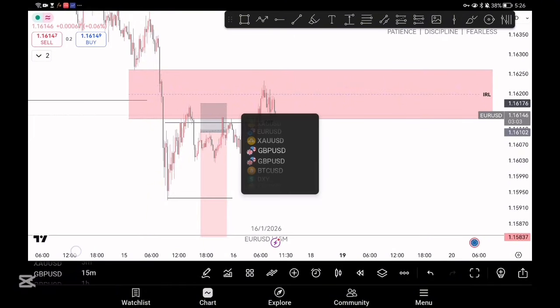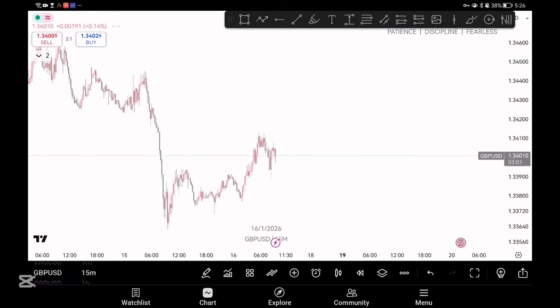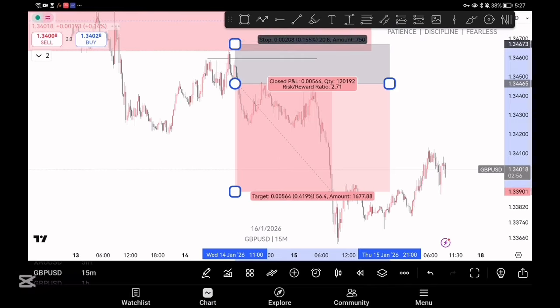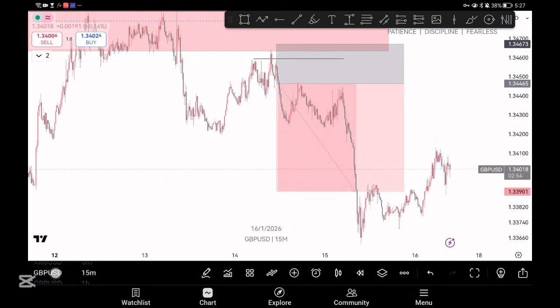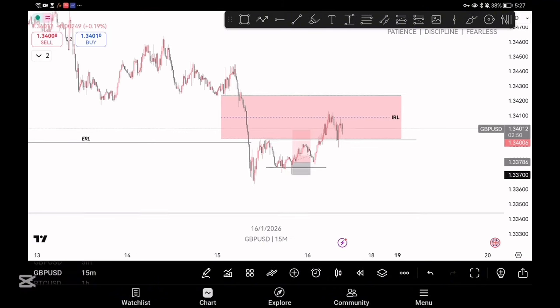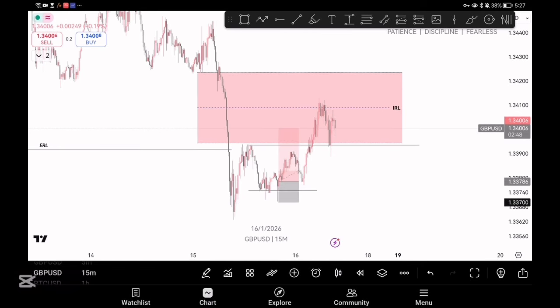Now when it comes to GBP USD, however, this is the first trade that I took. It went straight to TP, and this is the second trade that I took. It went straight to TP as well. And I made some mistakes this week when it comes to money management, and this is what I mean by the mistakes that I made when it comes to money management.